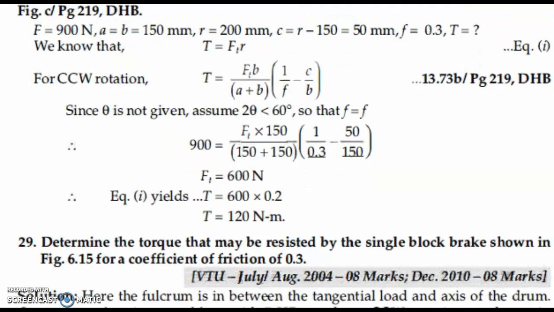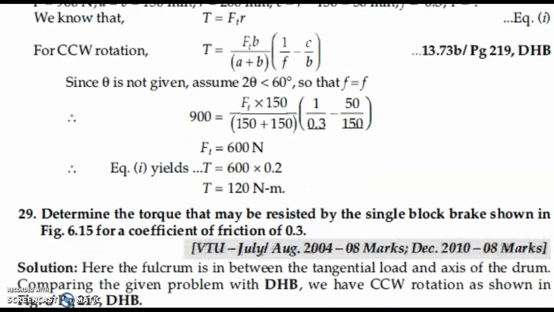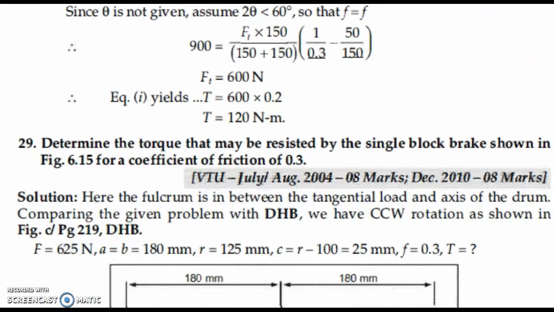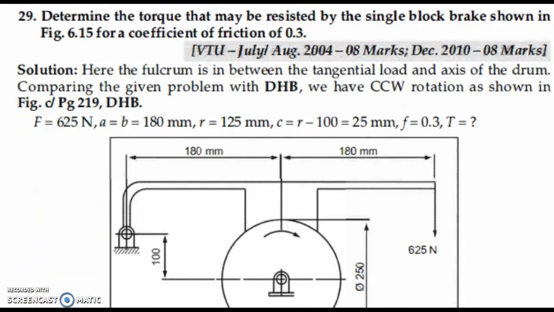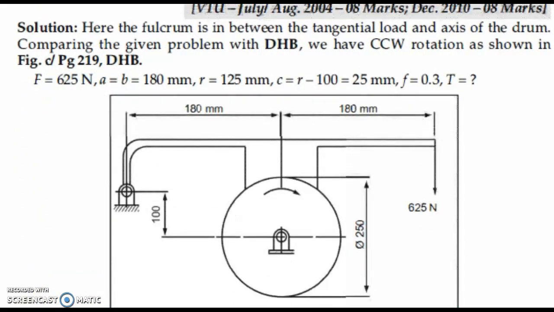Then the next question. Again, it's a simple question. Determine the torque that may be resisted by the single block brake as shown in the figure. The coefficient of friction is again given as 0.3. I can show the figure. Okay, this one is the figure.